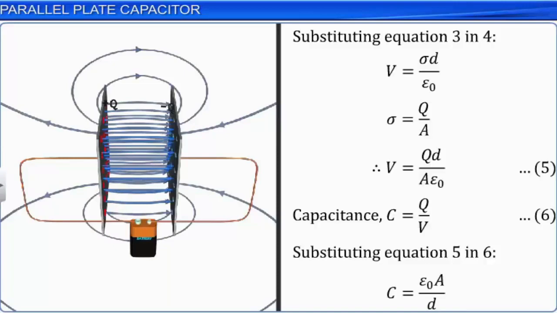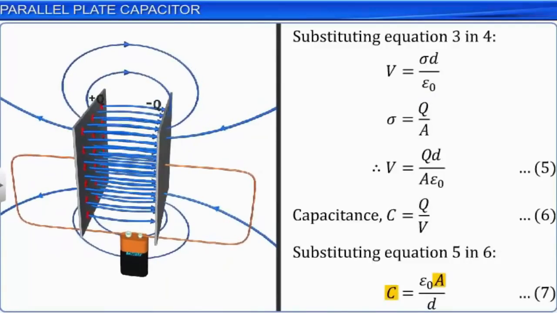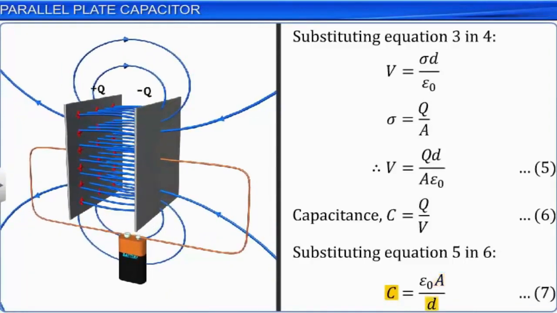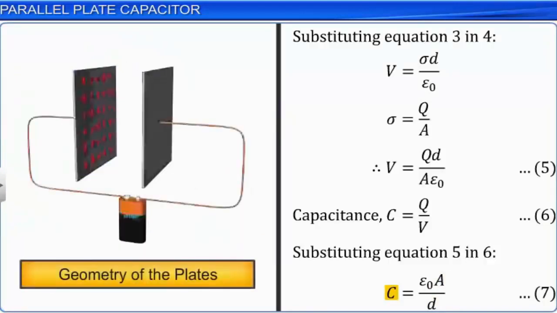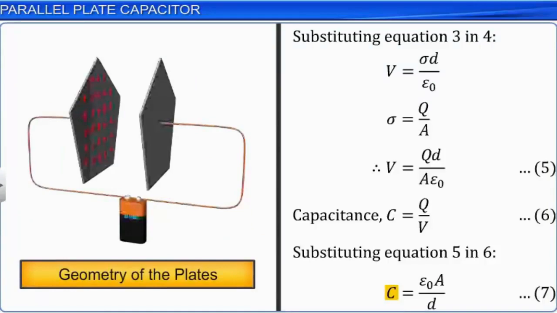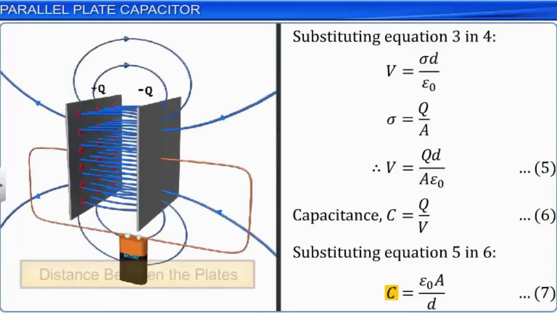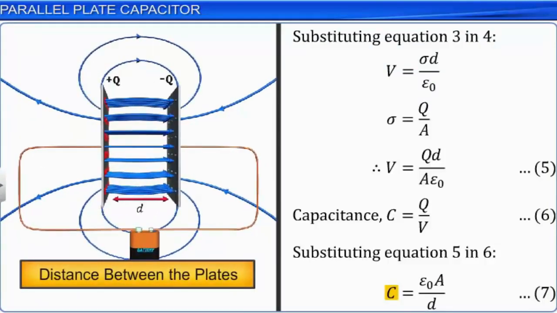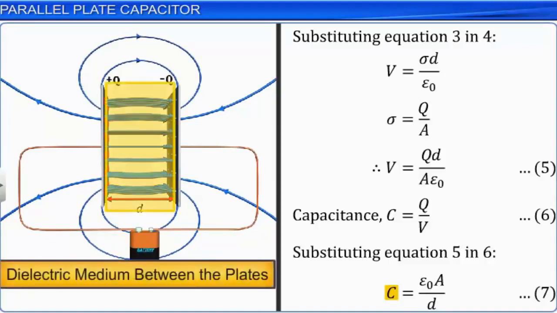This expression for the capacitance shows that the capacitance is directly proportional to the area of the plates A, and inversely proportional to the distance between the plates. We know that the capacitance of a capacitor not only depends on the geometry of the plates and the distance between the plates, but also depends on the dielectric medium between the plates.